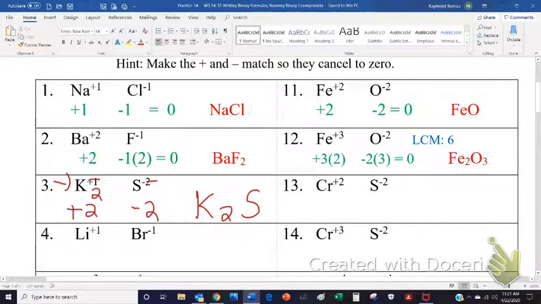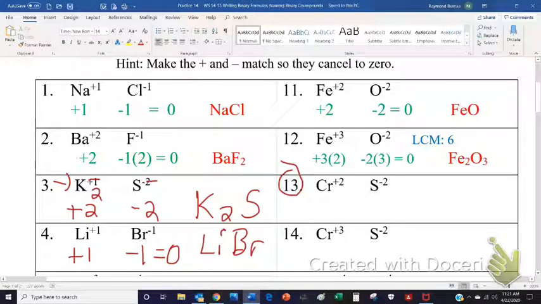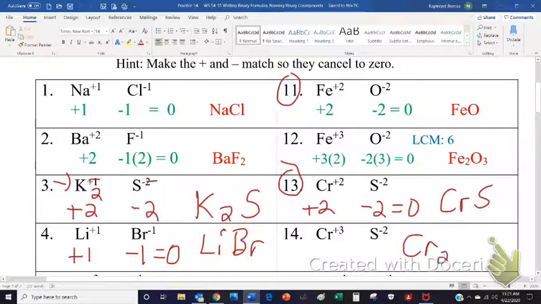All right, look at number 4 right below. Hey, you know what I see? +1 -1, already done. So this formula is lithium bromide, LiBr. Haven't done number 13 yet. Here we go. Hey, you know what? Just like number 11, that's +2 -2, nothing more to do. So this is CrS.